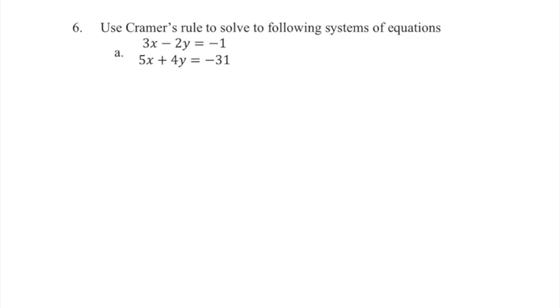All right, in section 6.6, we learned about determinants of a matrix and Cramer's rule. Cramer's rule uses determinants to solve a system of equations. So when you have two equations and two variables, we need three determinants. We need determinant D, which is the determinant of the coefficients.